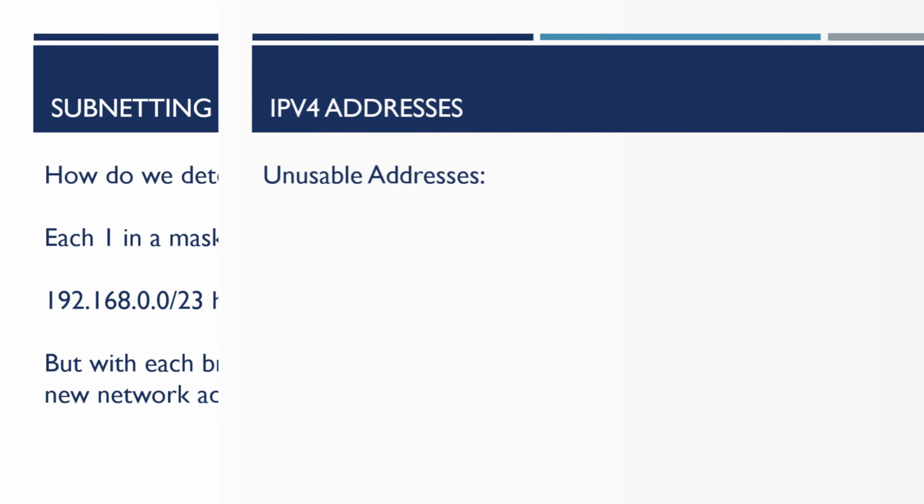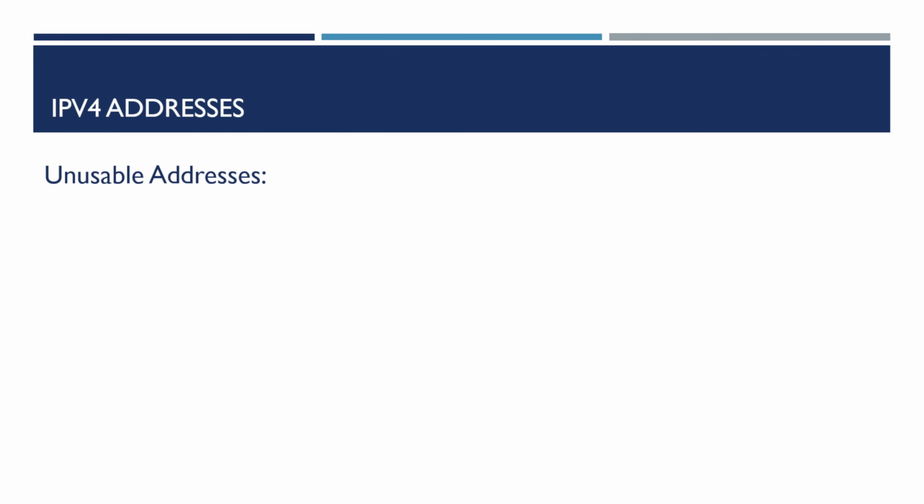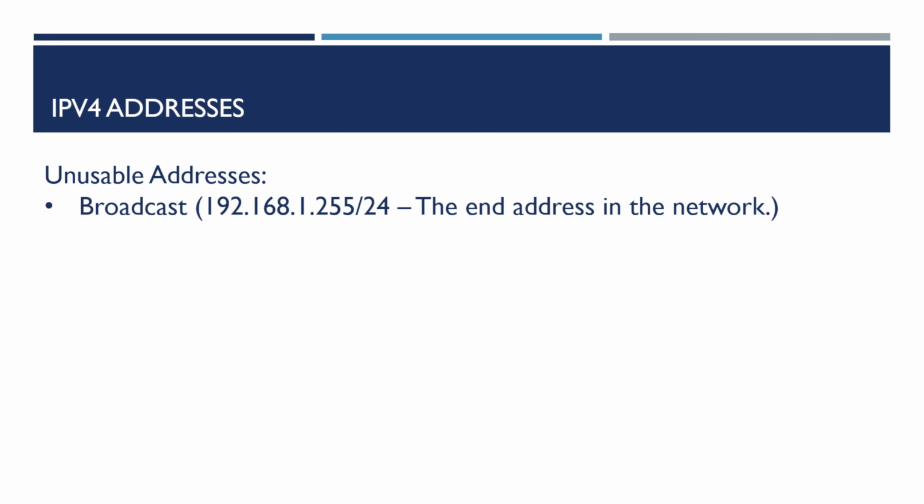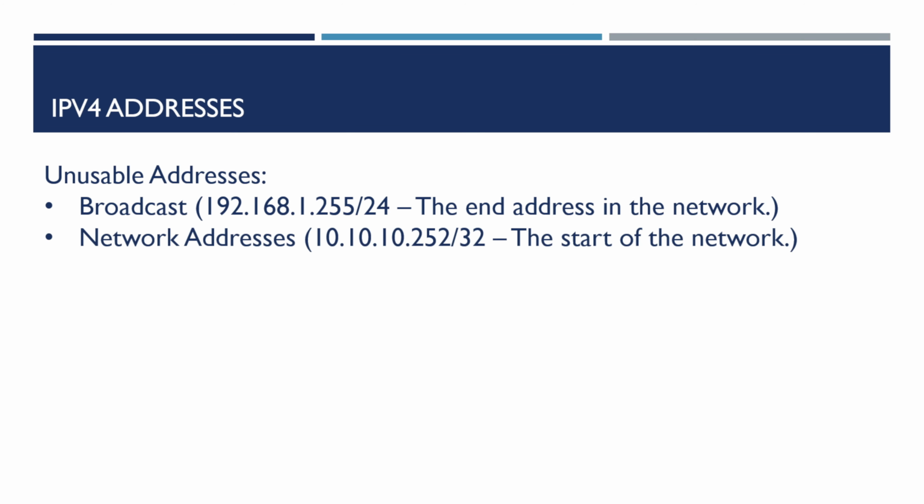Let's talk about unusable addresses. We already discussed that some are unusable and some are reserved, so let's chat through those. Well, the first one is the broadcast address, which we just mentioned. It's the end address in a network. 192.168.1.255 in a /24 network. That 255 address is unusable as it is a broadcast address.